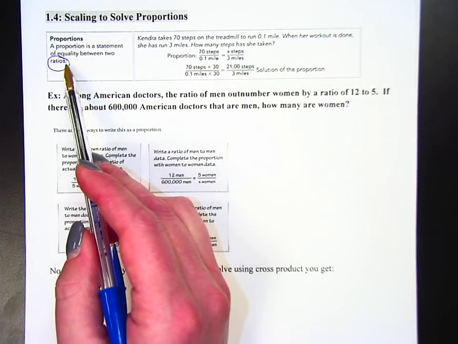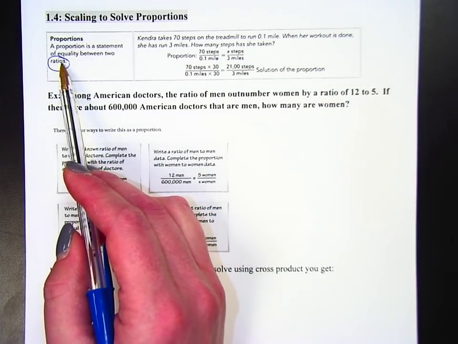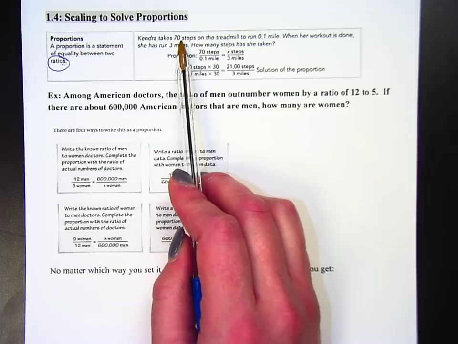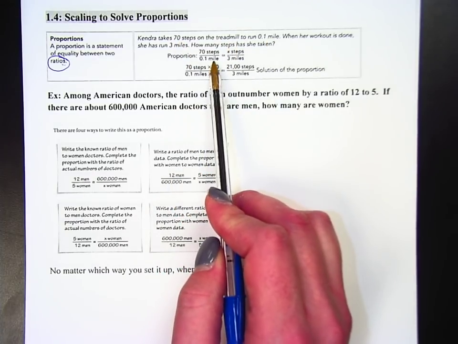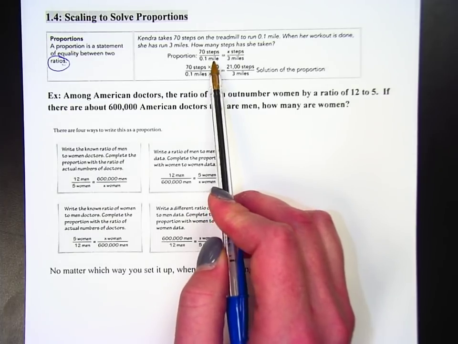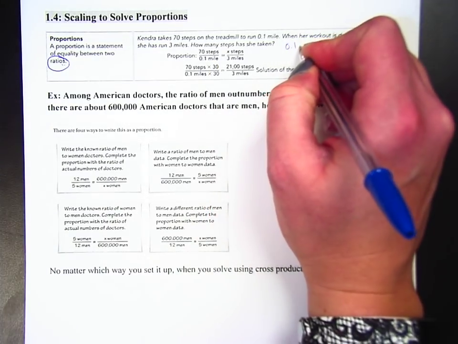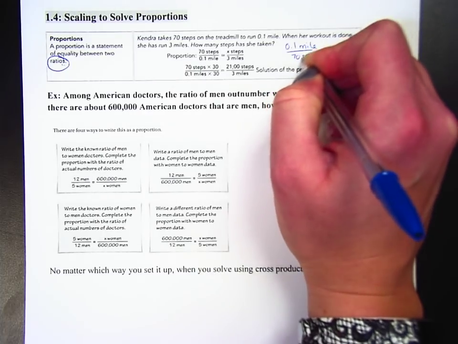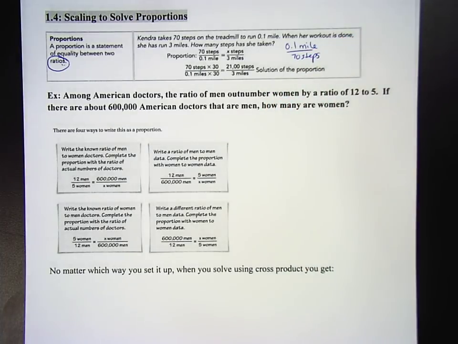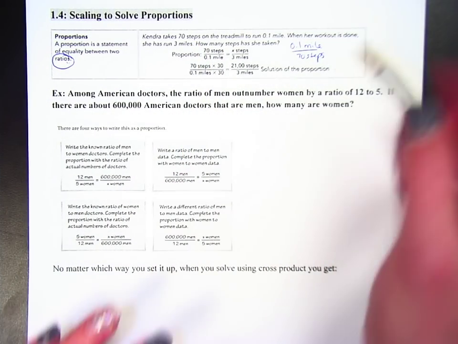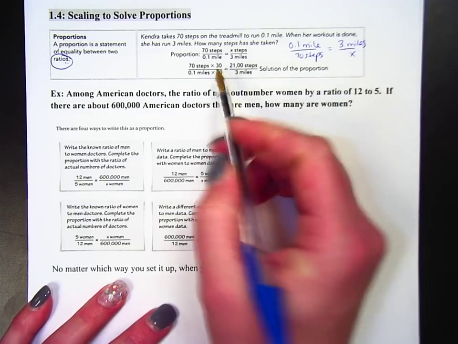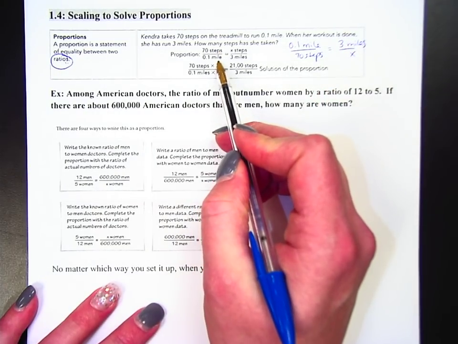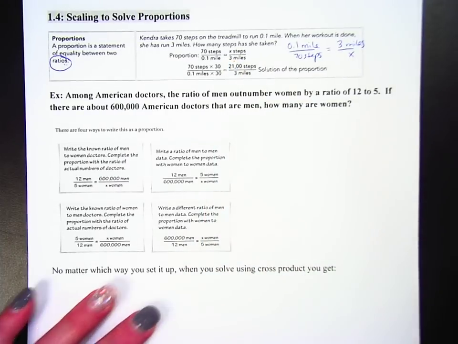But when it's a proportion, there is no set one that has to be on top. So if I was going to compare 70 steps on a treadmill to 0.1 miles, that is a ratio. It would be okay to also write it as 0.1 miles to 70 steps. There's no specific one that has to be on top. When I get done, I've run 3 miles, so in my scenario, I would put 3 miles on top. Or in the example they gave you, they did steps to miles, so they put the miles on the bottom.